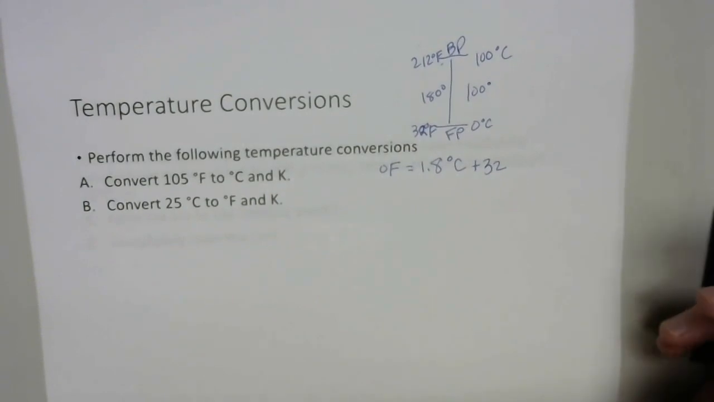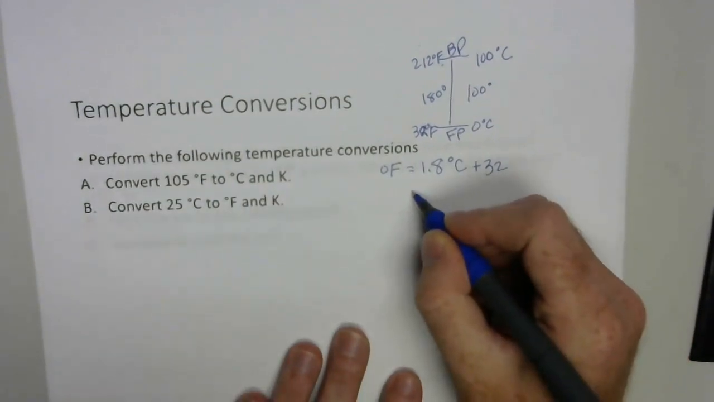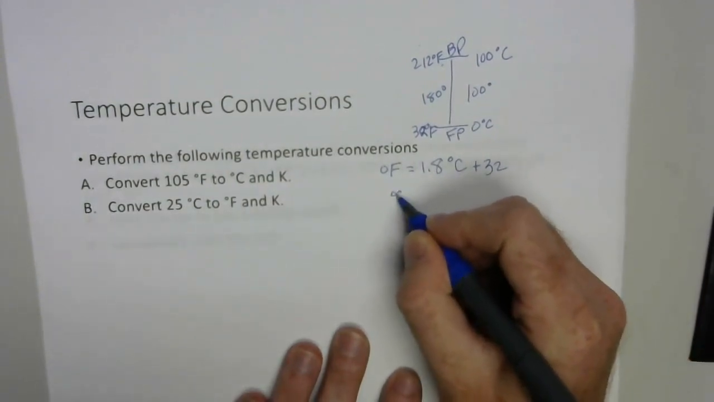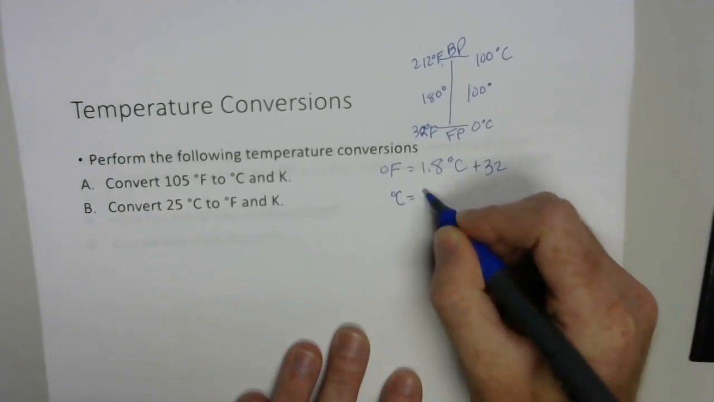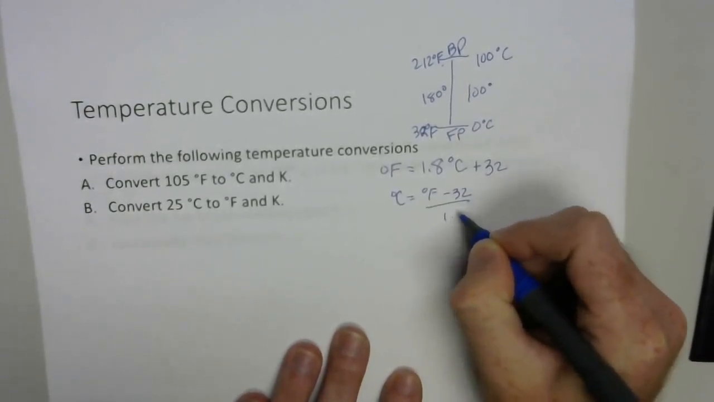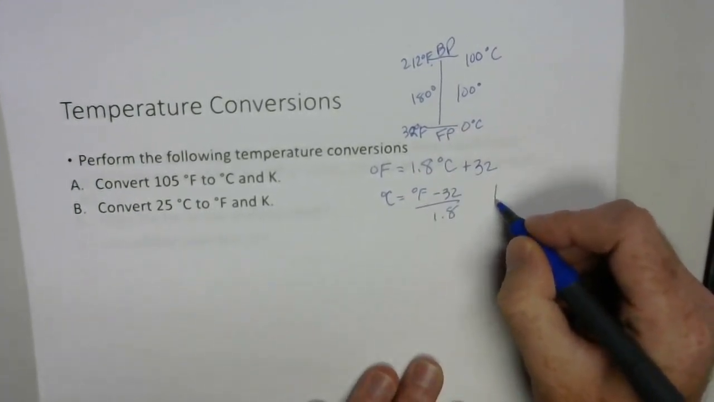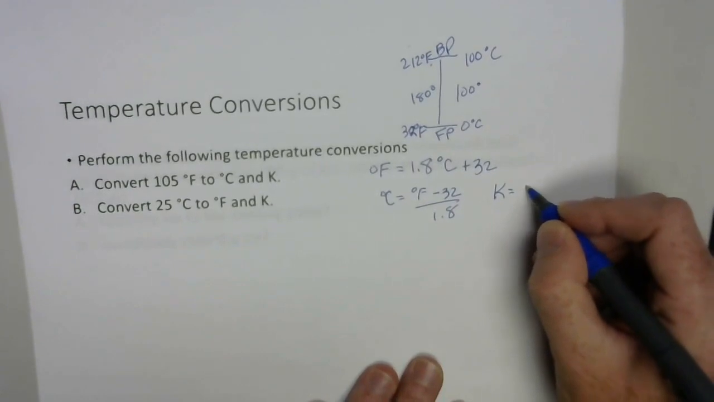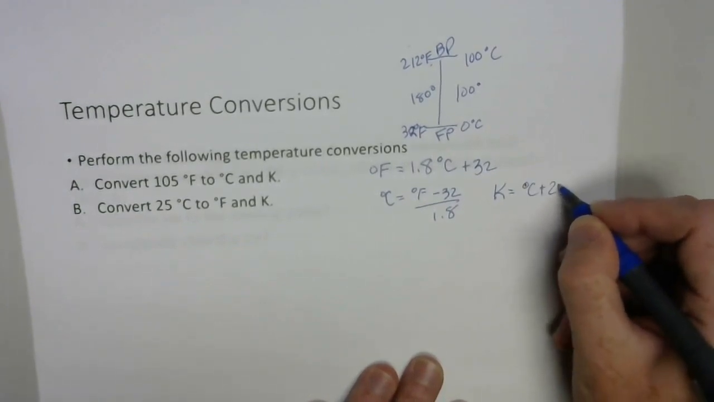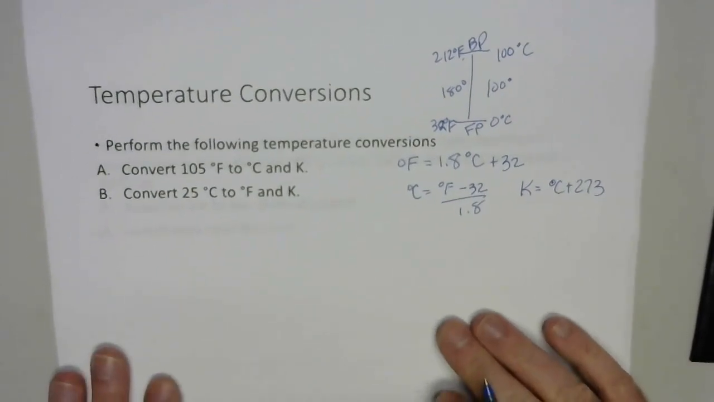You could do the 9/5, but I find that a lot of people find the fractions confusing. And then if you want to get Celsius, it's just an algebraic rearrangement of that, so it's Fahrenheit minus 32 divided by 1.8. And then once you have Celsius, Kelvin is degrees Celsius plus 273. So let's work that.